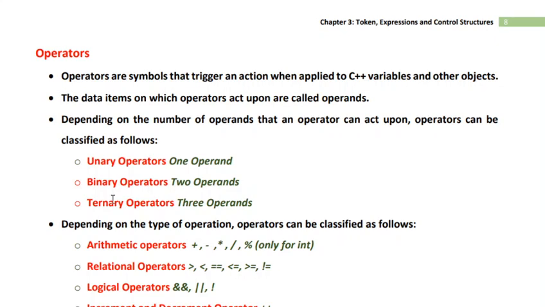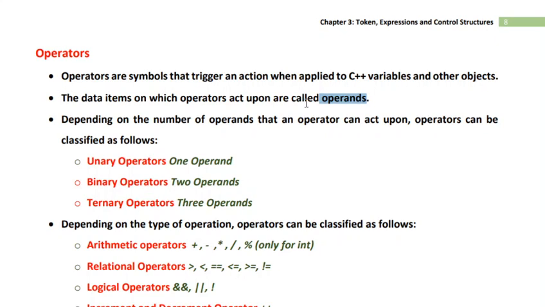Now let us move on to the next token, which is called an operator. Operators are symbols that trigger certain actions whenever applied to a C++ variable and other objects. Here we have included objects as well, because operators can be overloaded in order to perform different operations. That is what we learned in the previous classes in GIST. The data items on which the operators perform actions are called operands. So an operator performs an action on operands.